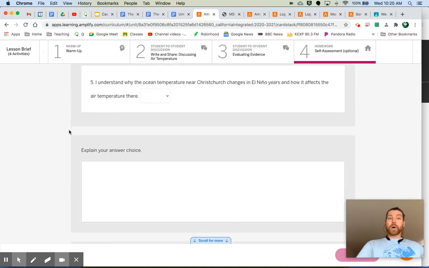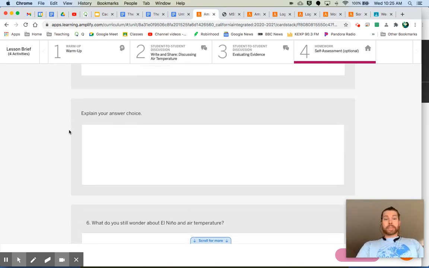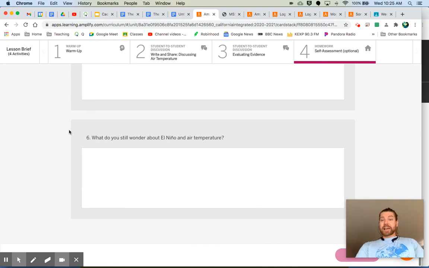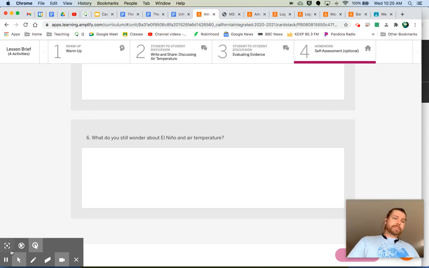Number 5, I understand why the ocean temperature near Christchurch changes in El Nino years and how it affects the air temperature there. Again, I don't think we've talked about that either. So if you put that you don't understand, that's fine, because we really haven't gone over anything like that. Will we? Of course we will. And then number 6, what do you still wonder about El Nino and air temperature? If you have any questions, please write them down there. If you don't have a question of what you still wonder, please just write something down that you do understand about El Nino and air temperature. After that, you're done. Hopefully that doesn't take you too long. But yeah, see you next time.